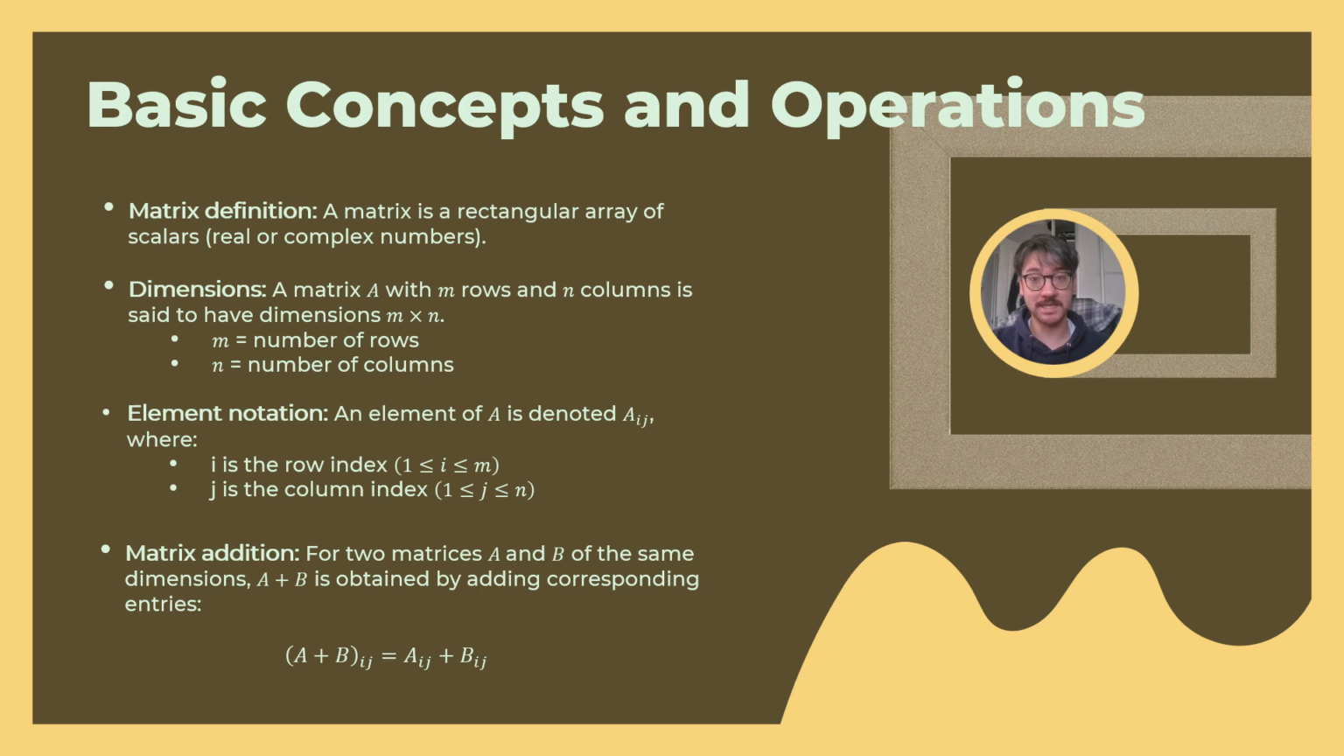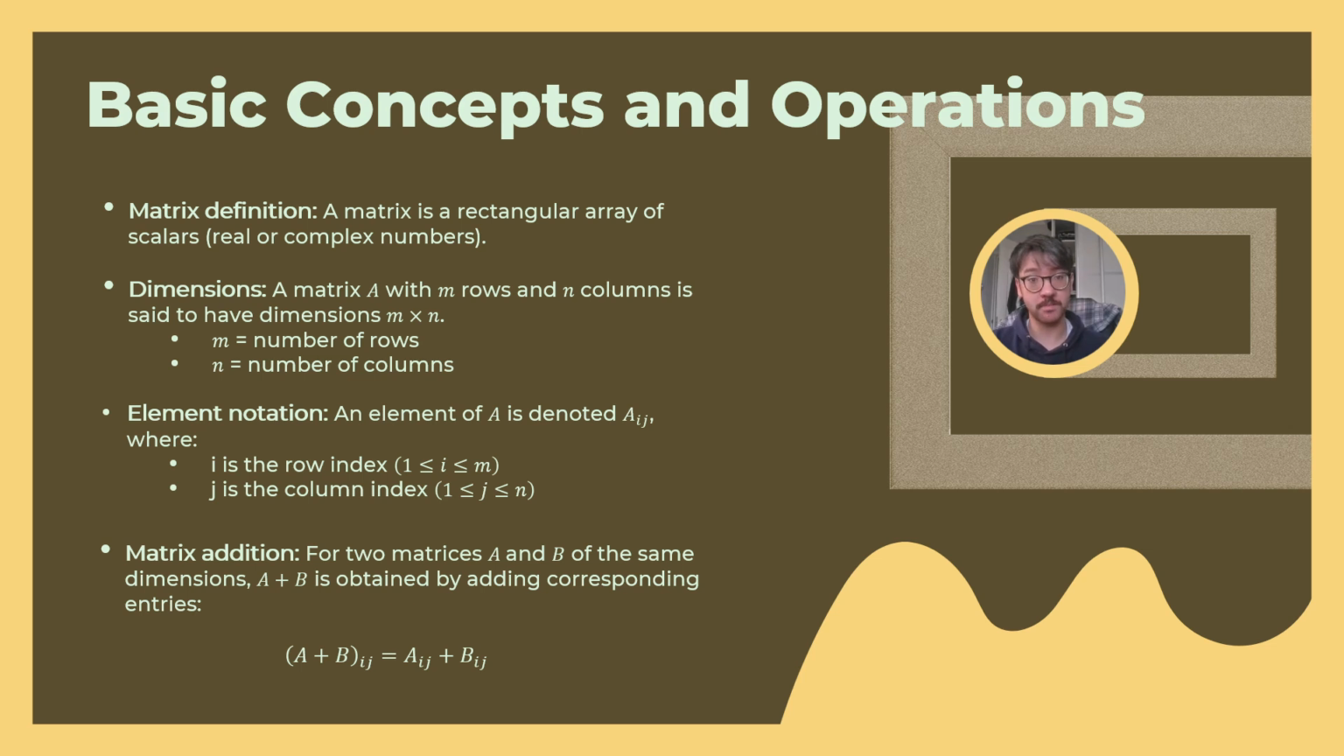A matrix, in its essence, is defined as a rectangular array of scalars. For a matrix of dimensions m by n, the rows are the m horizontal lists of scalars, and the columns are the n vertical lists. A specific element is denoted as aij, where i is the row index and j is the column index. For example, the element a24 resides in the second row and the fourth column.